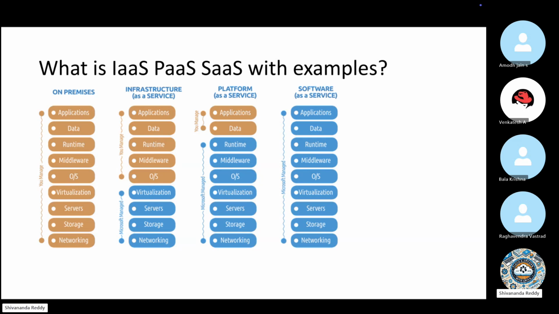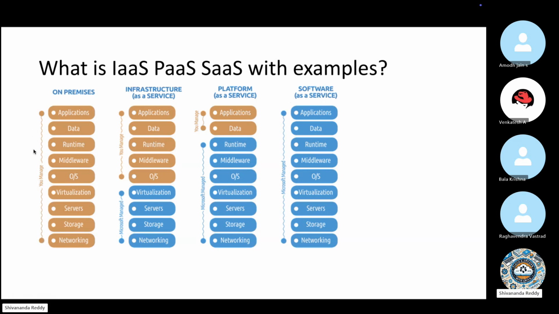Next, another important concept. We usually hear the words IaaS, PaaS, SaaS: infrastructure as a service, platform as a service, and software as a service. These three components will come. Look at the difference. This is on-premises, this is IaaS, this is PaaS, this is SaaS.